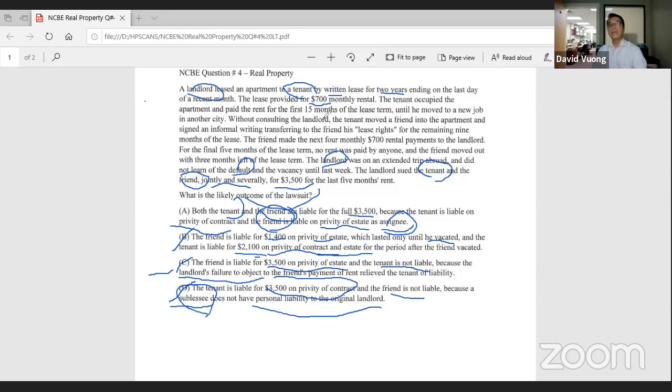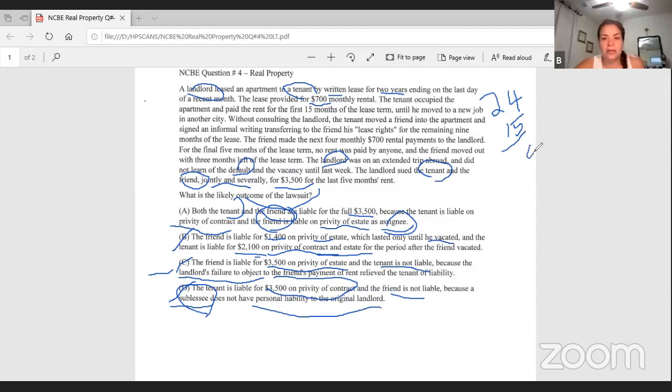So you see, he got 2 years. That is 24 months, minus 15 months, right? So that means 9. He got 9 months left. If he leased the whole 9 months, then he is out. Let's see how many months he leased.